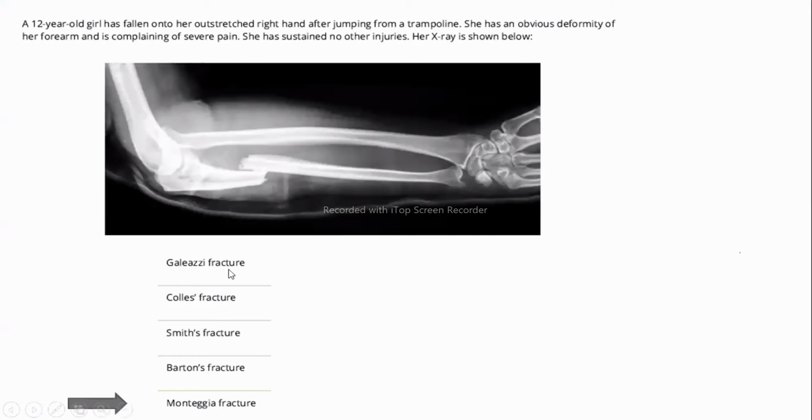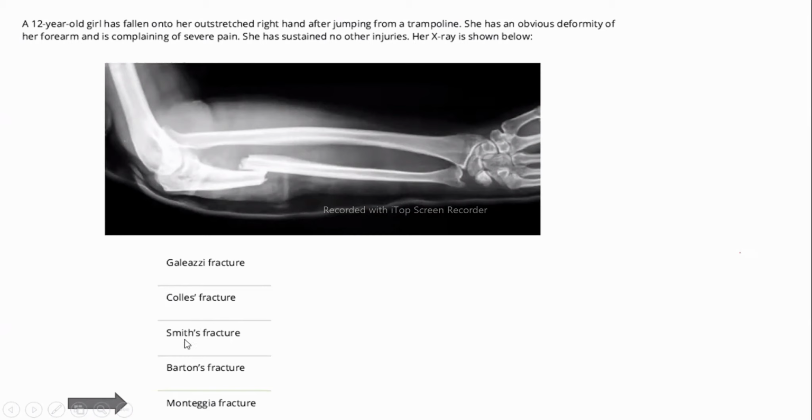So Galeazzi is for the radius. Colles fracture, radius or ulna? The wrist, radial in the wrist. So Galeazzi means radius, but in the shaft, right? Monteggia is in the shaft of the ulna.